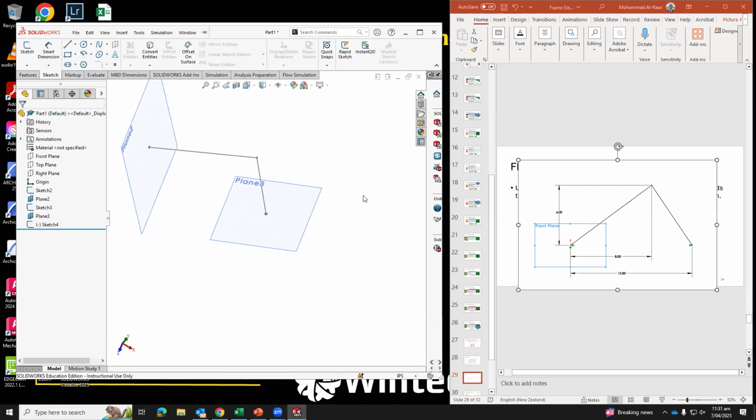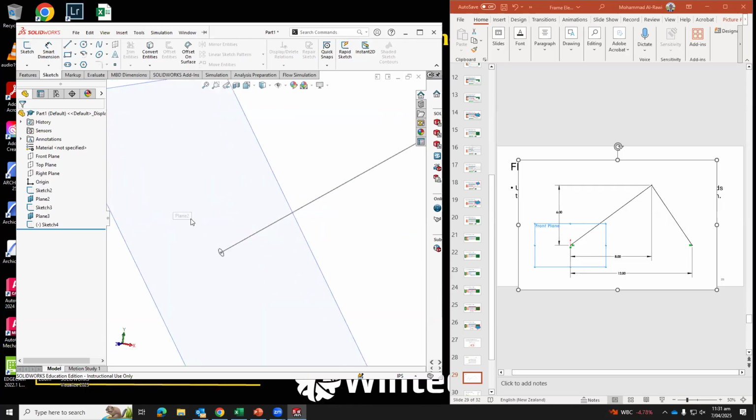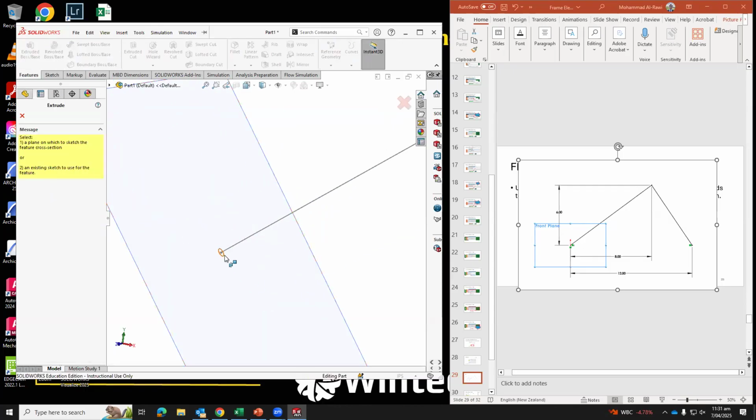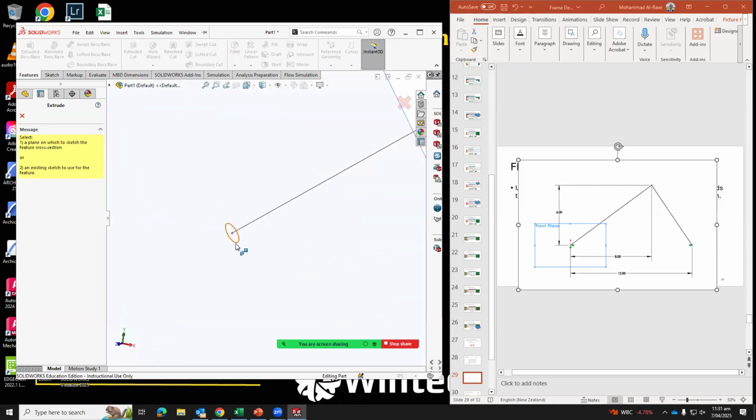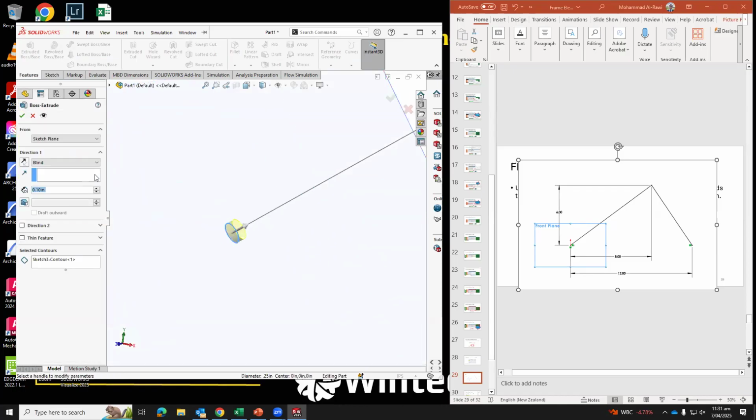So I sketched 2 circles from the beginning: plan 2 for me, possibly plan 1 for you, and plan 3, possibly plan 2 for you. Now I need to extrude that. Features, extrude. It will ask me, what do you want to extrude? I extrude that circle to go where? Up to vertex.